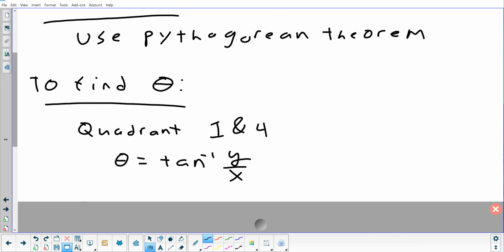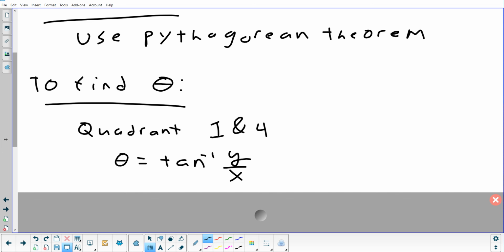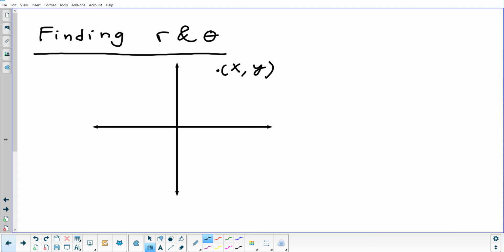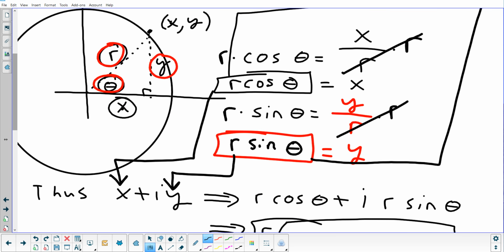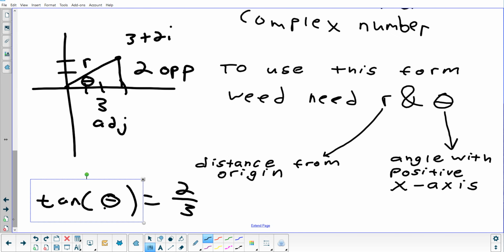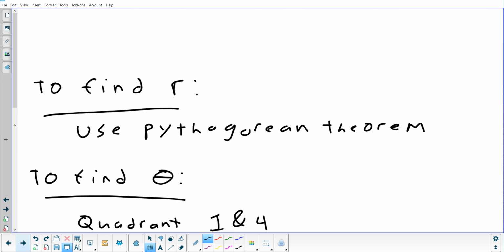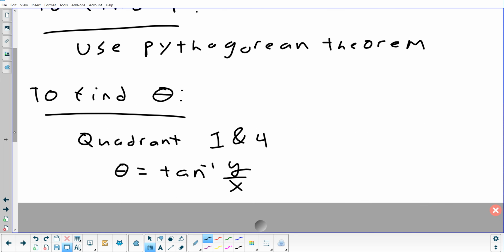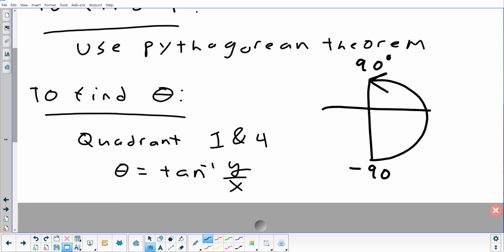And if you're in quadrants 1 and 4, that's exactly what you do. It's the inverse tangent of your y value, the vertical, divided by the x value, your horizontal. But the problem with inverse tangent is it's very limited in where it gives you an answer. Inverse tangent will only give you an answer from -90 to 90.